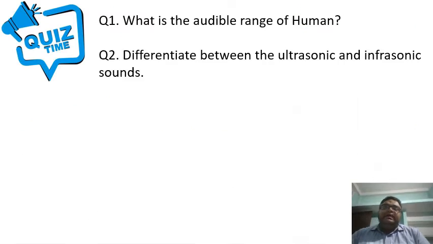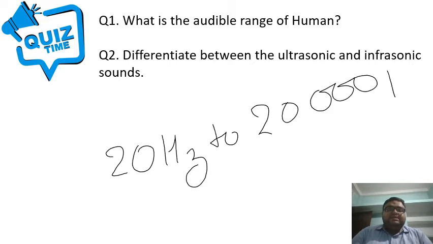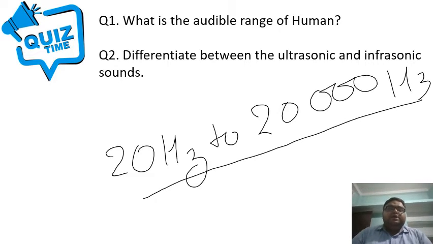Now there is a question for you. The question is, what is the audible range of humans? Students, think about this question for 10 seconds, then I will ask you for the answer. Okay, students? What is the human audible range? Yes, the human audible range is 20 hertz to 20,000 hertz.